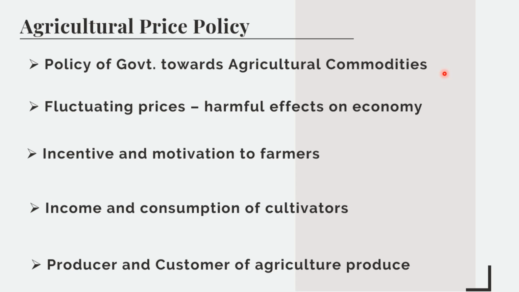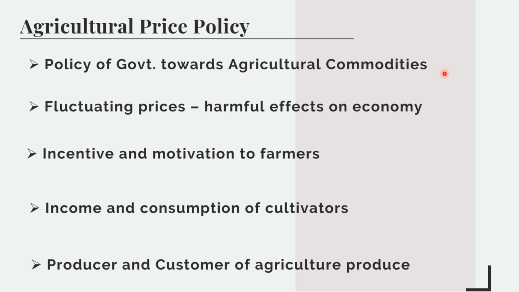It means, in other words, we can say the interference of the government agency while determining the prices of agricultural commodities. Now the question arises, what is the need of the intervention of the government while determining the prices of these commodities? Why does the government or any other public agency intervene in this matter? That is the important question.